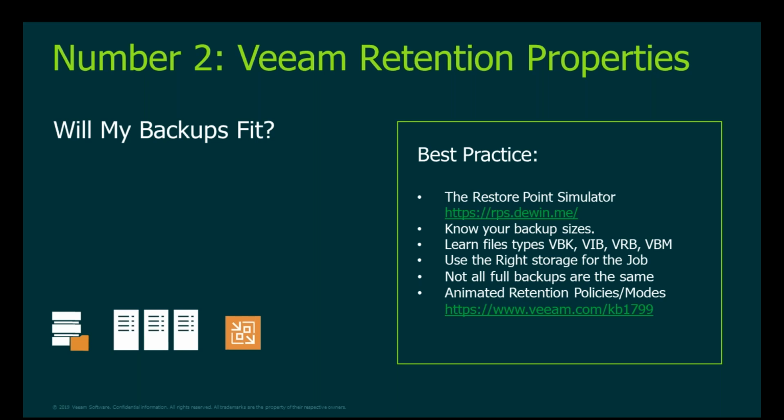Our VBK is our full backup file. VIB is our small local backup file. And then our forward incremental, sorry, the VRB is our reverse incremental, and the VBM file is our metadata file. So in the backups disk section, you're actually opening up that VBM metadata file to see all the things about that backup set and backup chain.